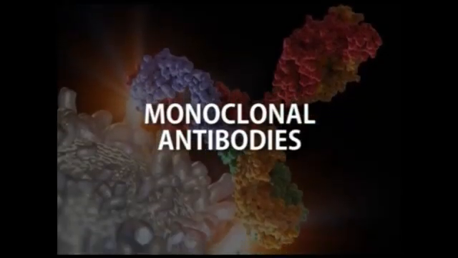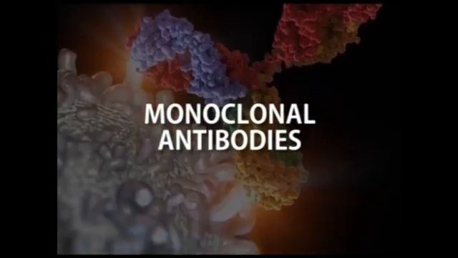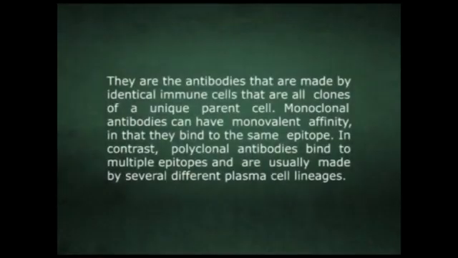Next is monoclonal antibody. They are the antibodies that are made by identical immune cells that are all clones of a unique parent cell. Monoclonal antibodies can have monovalent affinity in that they bind to the same epitope. In contrast, polyclonal antibodies bind to multiple epitopes and are usually made by several different plasma cell lineages.